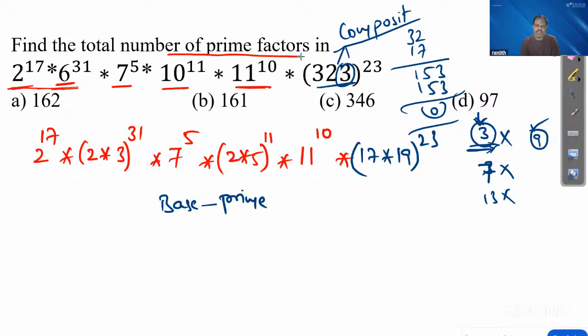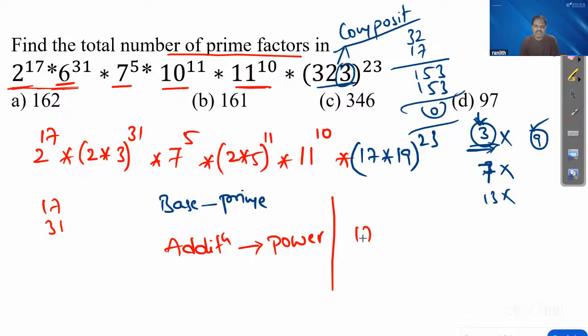What do you mean by number of prime factors? It is nothing but addition of all powers. We need to add all the powers. So instead of writing 17 31, just go with the 17 31. 31 2s are 31, we are having 2 times. 31 we are having 2 times. 31 2s are 62 plus 5.